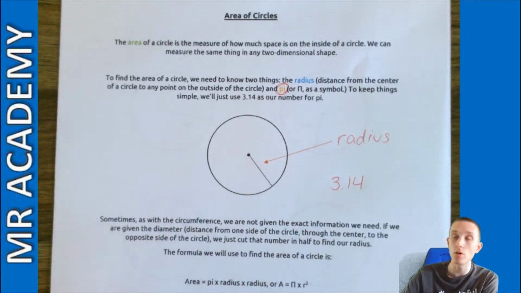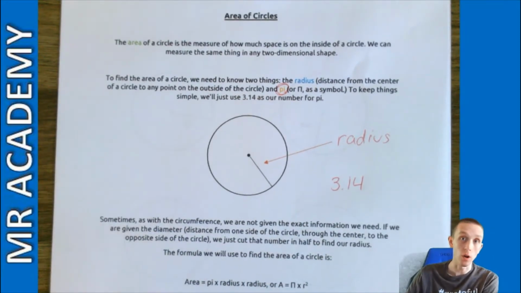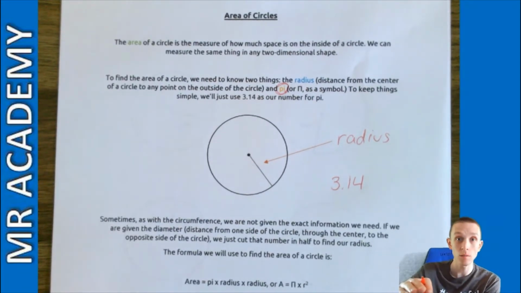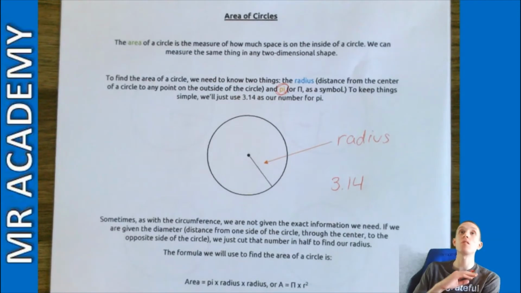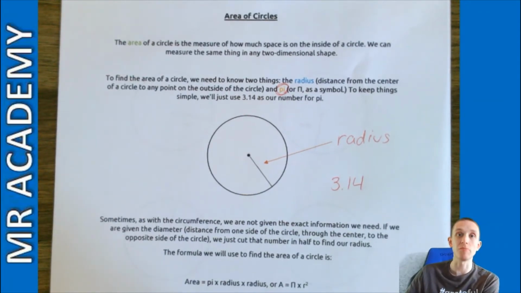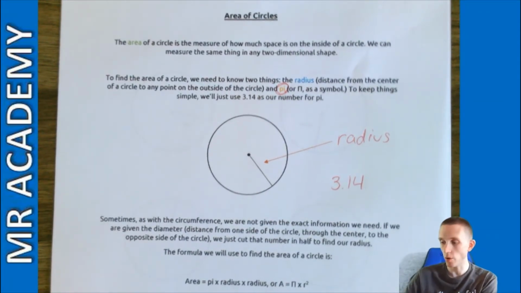So if the diameter of this circle down here was 14, our radius is half of that, 7. If the diameter is 24, we just cut that in half, radius is 12. That's all you have to do. Just take your diameter divided by 2, that's going to get you your radius.